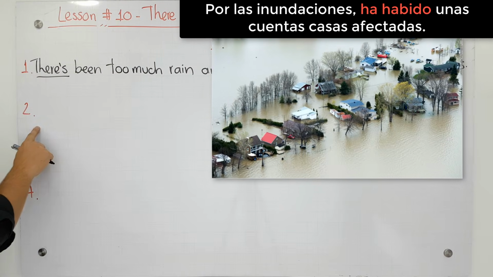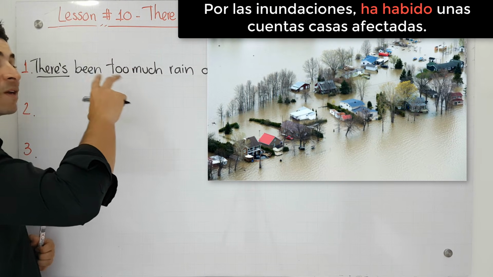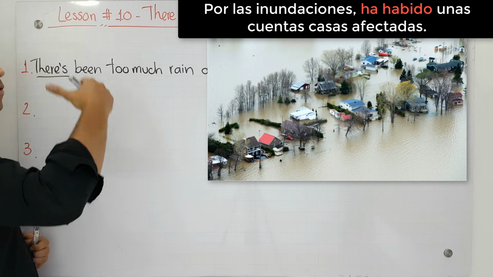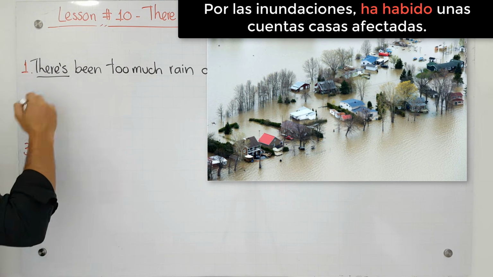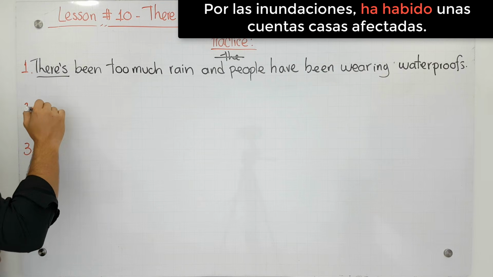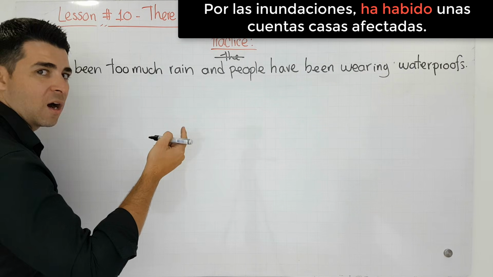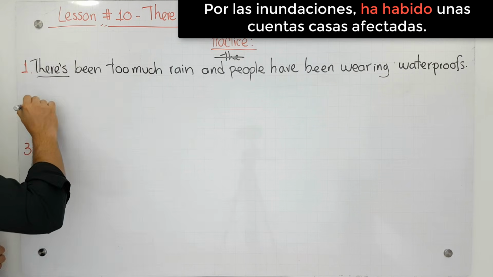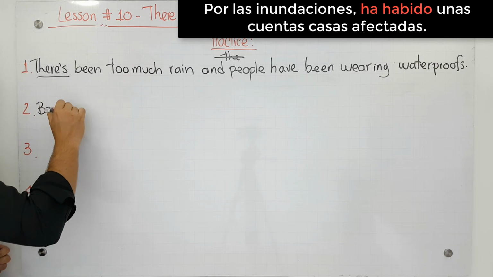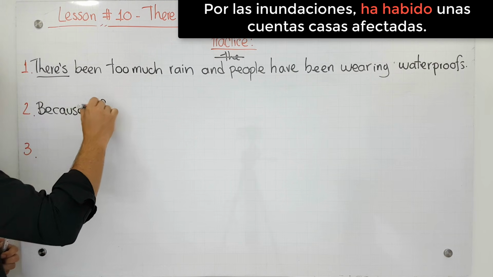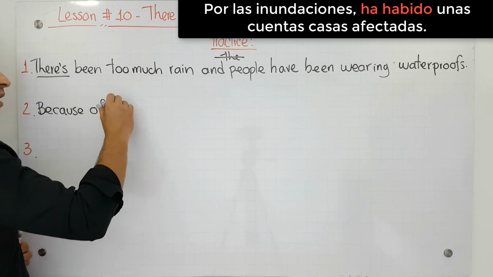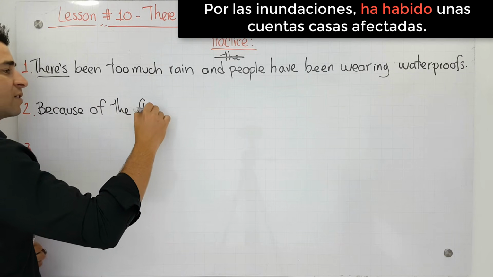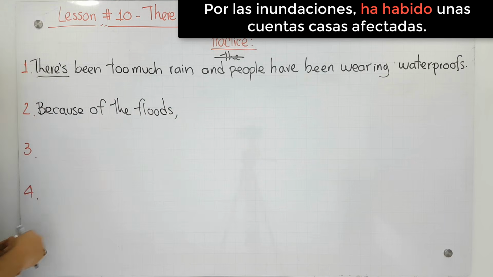Look at this, number 2. Por las inundaciones, seguimos hablando un poco de la lluvia. Ha habido unas cuantas casas afectadas. Vamos a hacerla juntos entonces. Let's do it together, my friends. In this case is for or because of. Which one? In this case is because of. Esto ya no es tema nuevo y sin embargo se lo voy a dejar para que lo estudien si de pronto tiene dudas de utilizar as because of. Because of the floods. Ahí estamos hablando de inundaciones. Because of the floods. Listo.